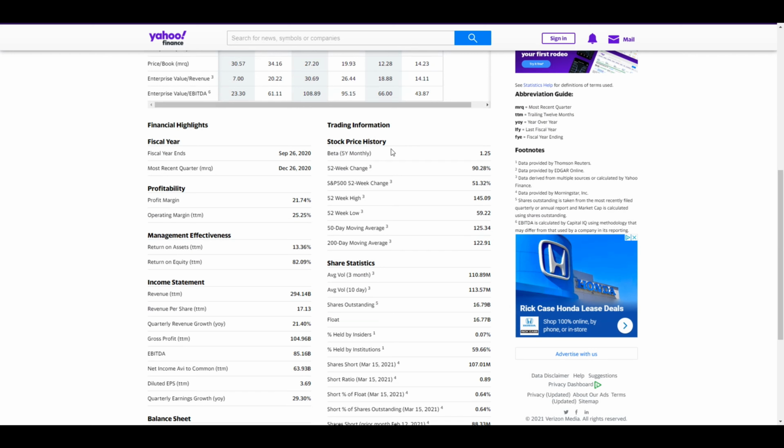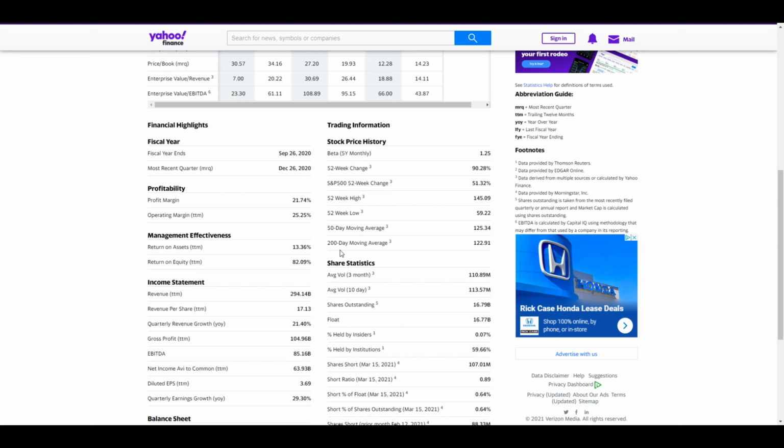Trading information, so the stock price history. So here you have the 52-week change, which is 90%. So from a year ago, it has gone up 90%, which we're on March 28th. So that's about the time that we had the crash in the market because of the COVID fears. So it makes sense that if you would have bought then, you would have made 90% return on this stock. The 52-week high is 145, 52-week low is 59, which we talked about this.